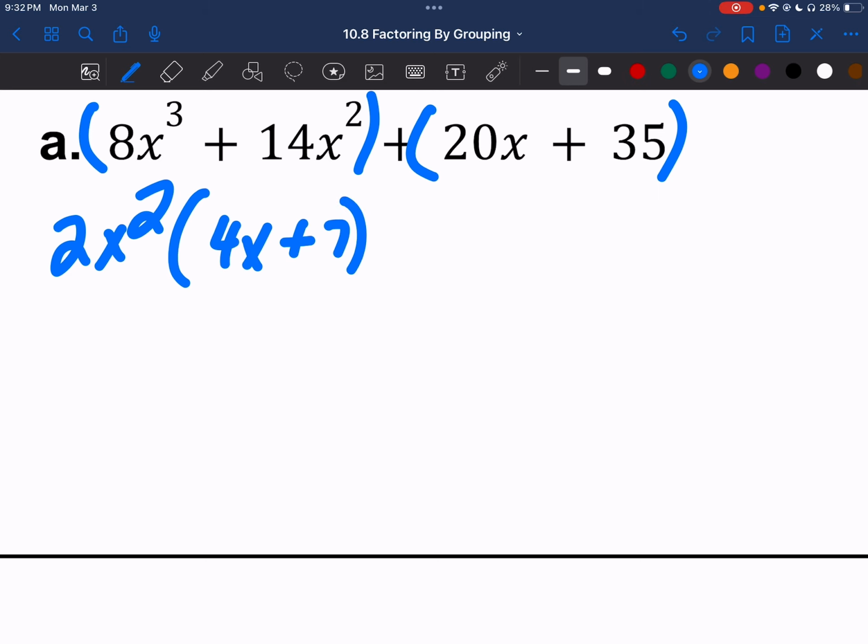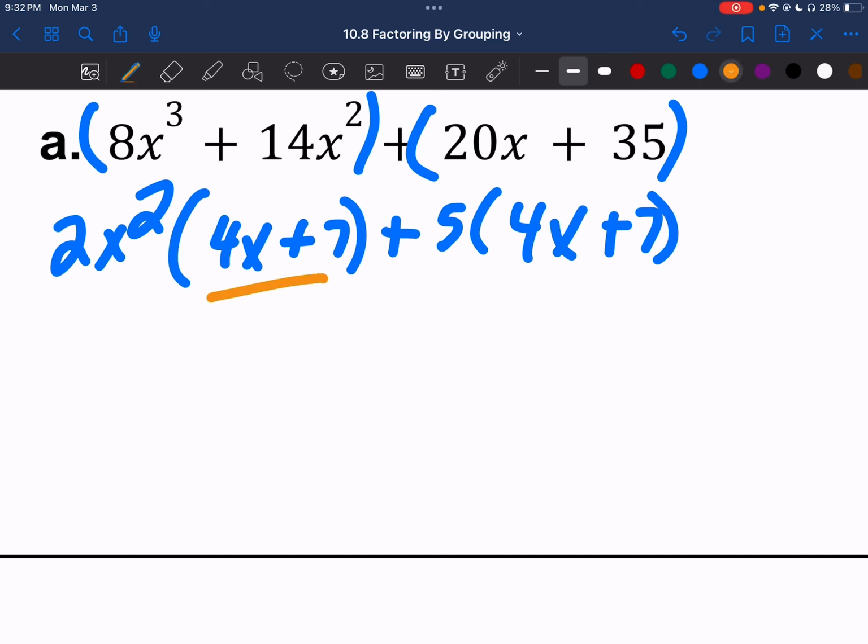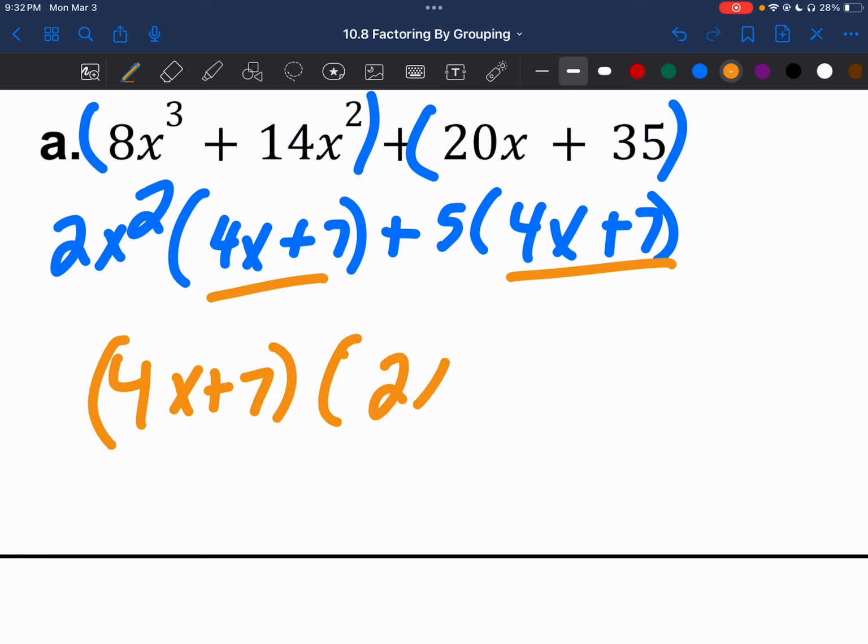My second term, what am I looking for? I've got a common factor of a 5, and I bring that out, and I'm left with 4x plus 7. And then we have 4x plus 7 as a common factor. And we have 2x squared plus 5. There we go. We have our simplified cubic polynomial.